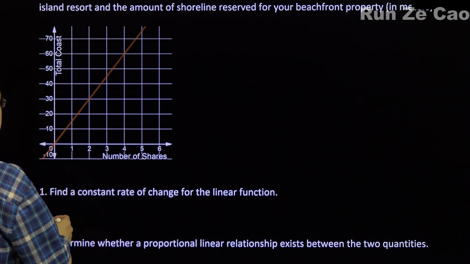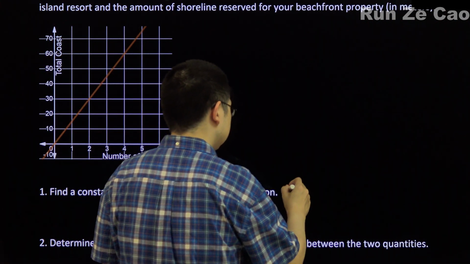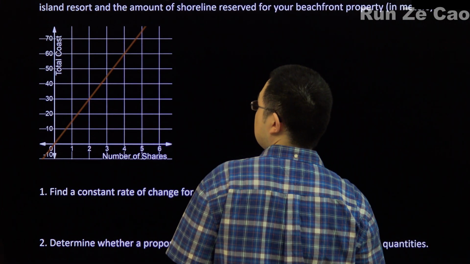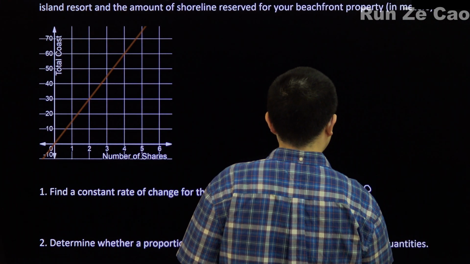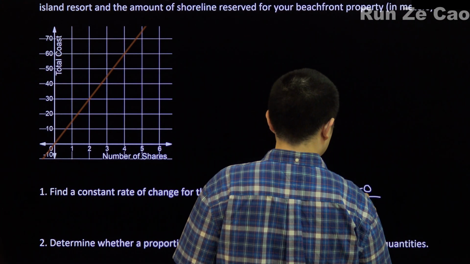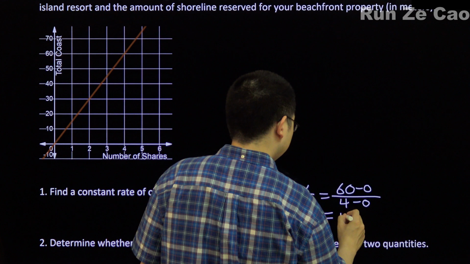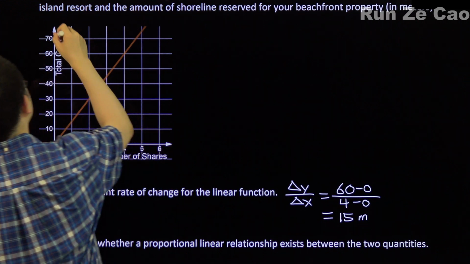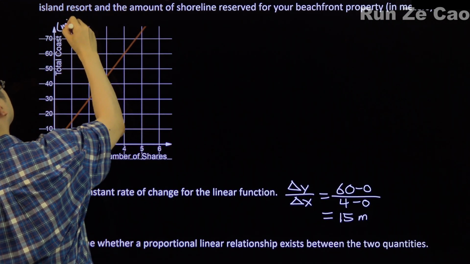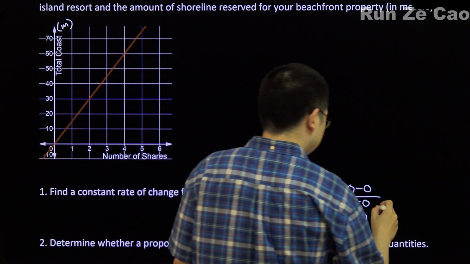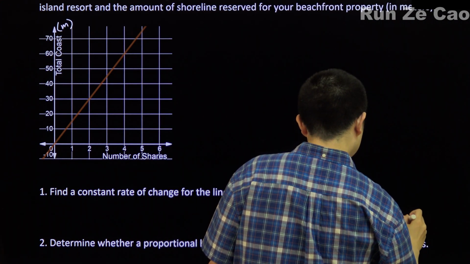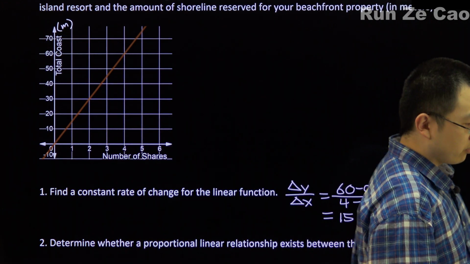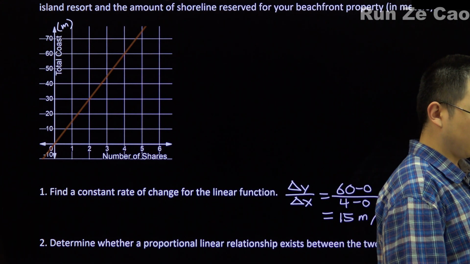the rate of change is going to be the change in y over the change in x, which is 60 minus 0 over 4 minus 0, which is going to be equal to 15 meters. Yeah, coast, we should probably put meters per share. So the constant rate of change is, well, if we express it mathematically, it's going to be y equals 15x.